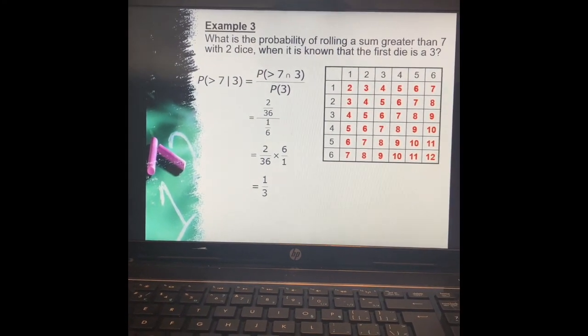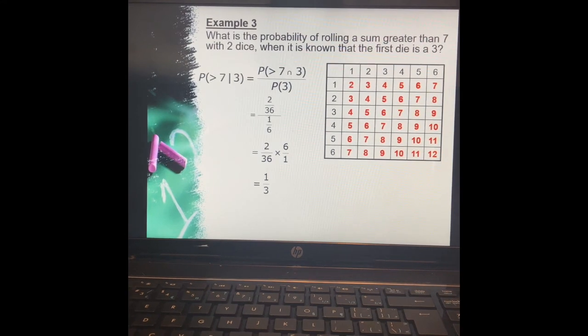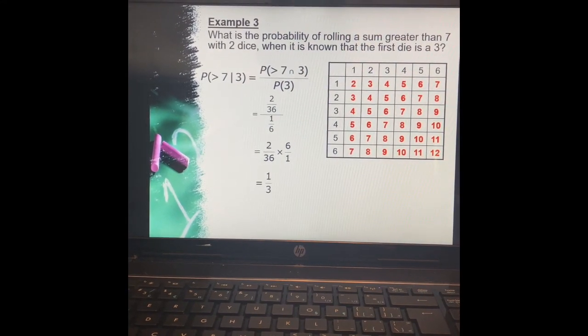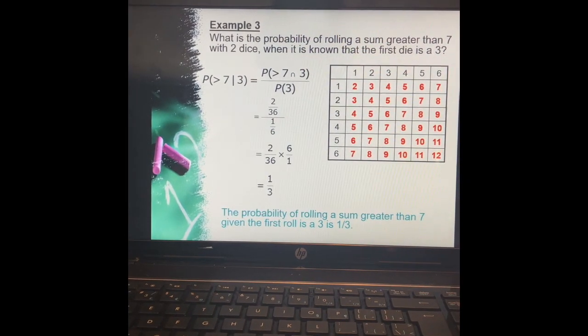It doesn't really matter which. You'll get the same answer. Depends on how you see it. Let's try another example here.